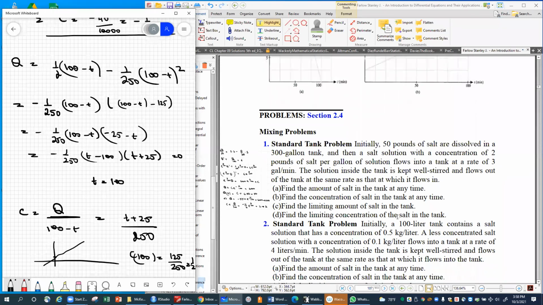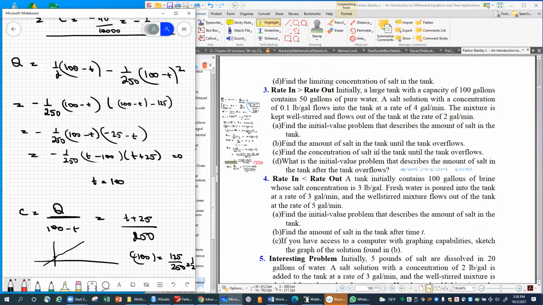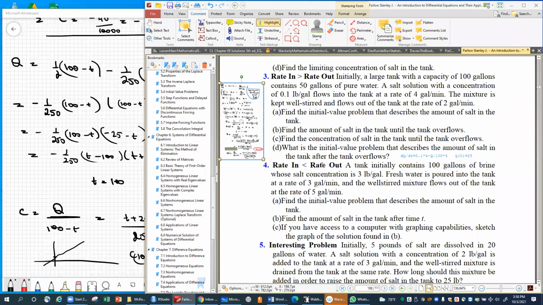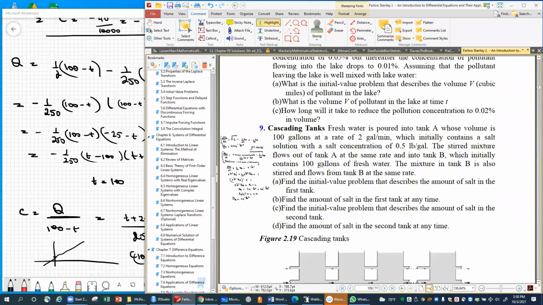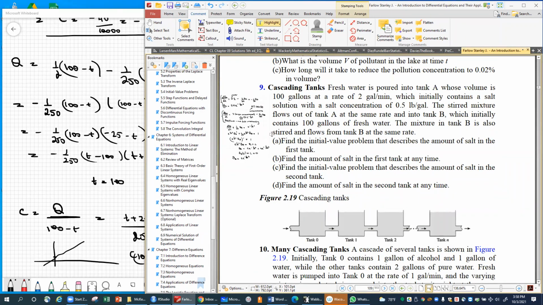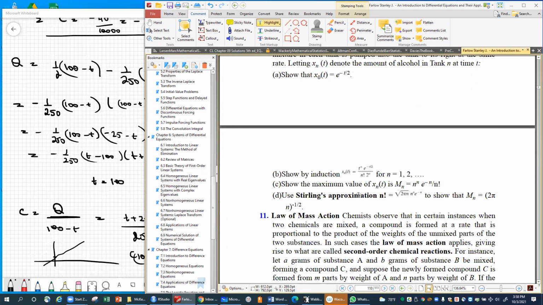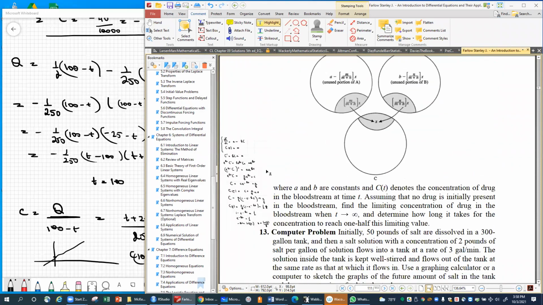Any questions? No. So there is a bunch of problems here. Standard tank, rate in greater than rate out, actually written out with details here. There are cascading tanks. That's kind of interesting here, 2 tanks. In general, one gets a bit tedious, but just a few is okay. So I looked at this one.